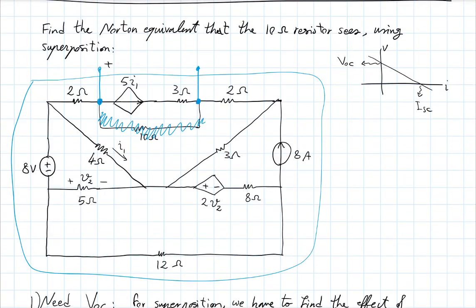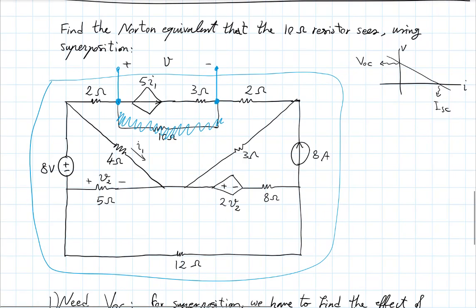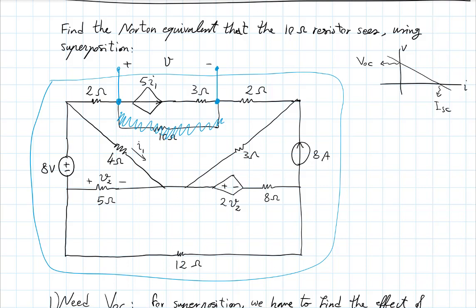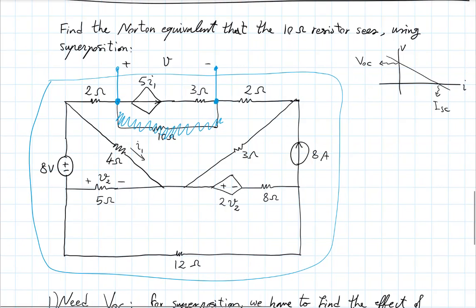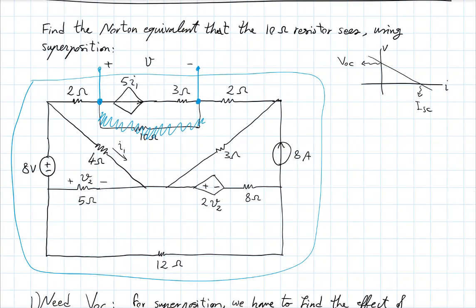So again, if this is the direction I'm defining my voltage, okay. So here I have only two independent sources, the 8-volt source on the left and the 8-amp current source on the right. The other two sources are both controlled sources. They're not independent sources. One of them is a current-controlled current source, the 5I1, and the other is a voltage-controlled voltage source, the 2V2. Those have to remain intact in the solution in each step.